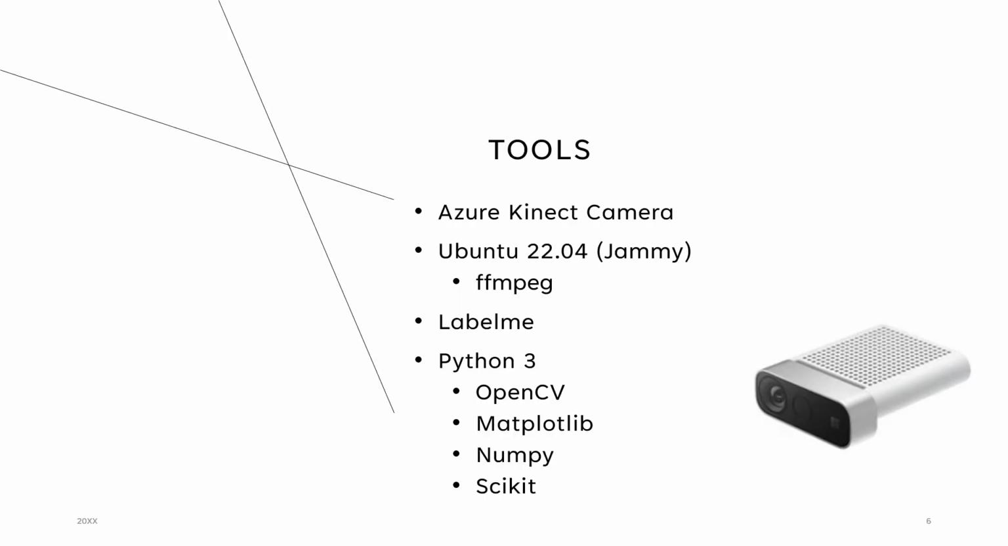The materials I used were Python 3 with OpenCV for image processing, Matplotlib for plotting, NumPy for array processing, and scikit for data management. I used these libraries along with labeling software for image annotation and an Azure Kinect camera to record. I ran all of this using the Linux distribution Ubuntu Jammy, on which I used FFmpeg to extract the individual images from videos taken of the trees.